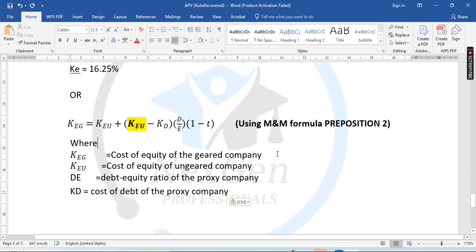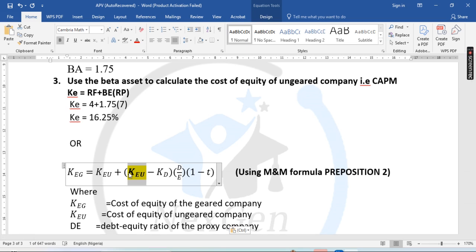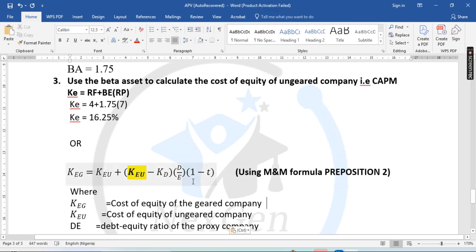So this is the Modigliani and Miller proposition 2. Now we need to determine, highlighted in yellow here, the cost of equity of the ungeared company, which we will assume, let S represent the cost of equity of the ungeared company. Now, cost of equity of the geared company.